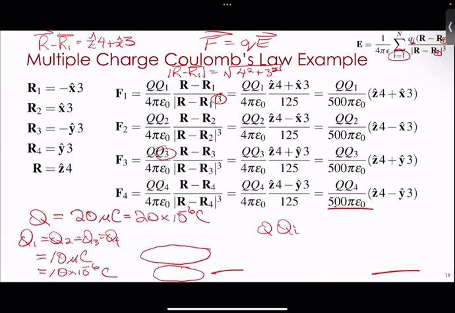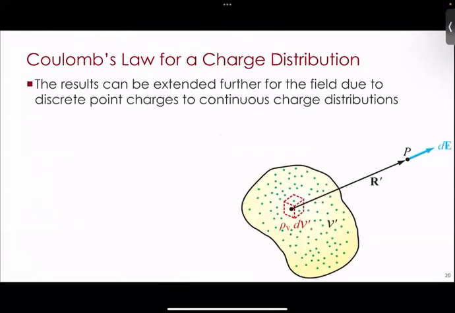Okay, so let's go to the final step. What did we do? We started with Coulomb's law for one charge. Then we went to 2 charges. Then we went to n charges. Now we're going to go to this nebulous charge distribution.